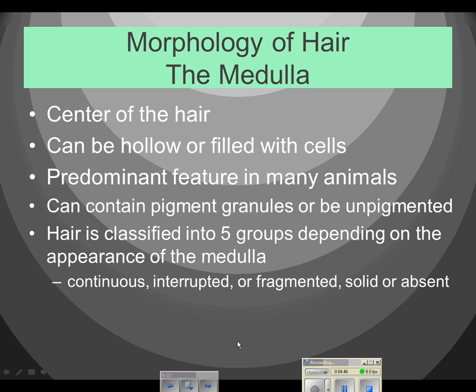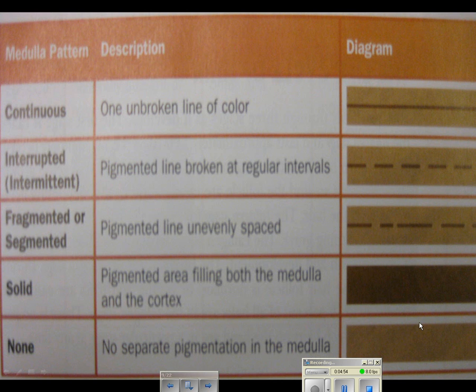And hair is classified into 5 groups depending on the appearance of the medulla. And this is just for humans, so we can have a continuous, interrupted, fragmented, solid, or absent medulla. So here's some pictures of them. So this would be our continuous medulla. Interrupted, you have even breaks in between each piece. Fragmented, there are uneven spaces between the medulla. And then you have solid or none.